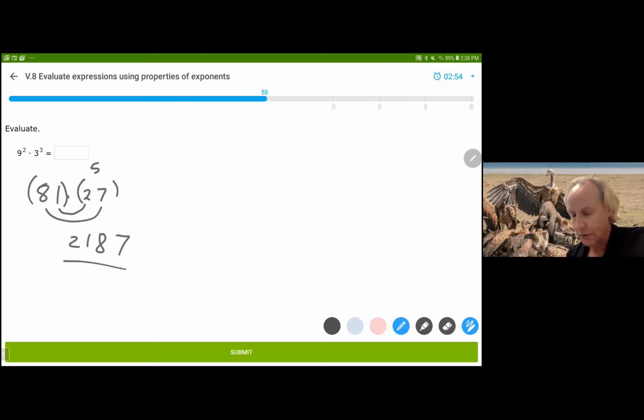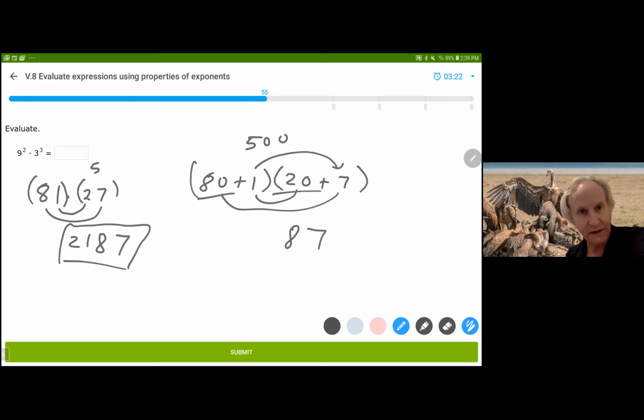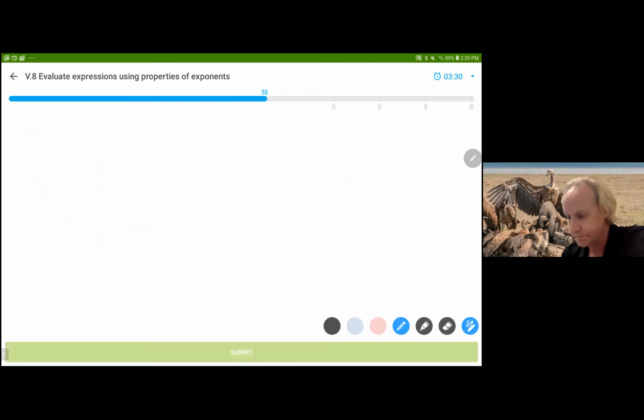So what I did was I'm using the idea of place value and 80 plus 1 times 20 plus 7. And so I'm multiplying it out using FOIL. So I multiplied the 1 times 7, and the 20 with the 560 gives me 580. And then I added the 500 along with the 1600, which gave me 2100. So anyway, there it is. 187. I assume it's right. I did it twice. Probably good enough.